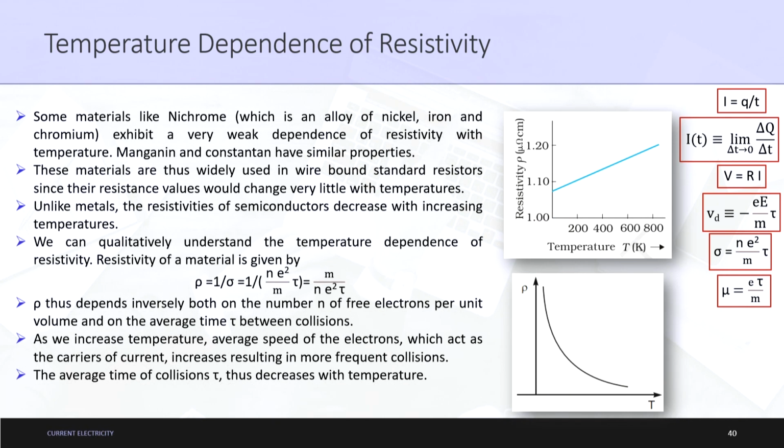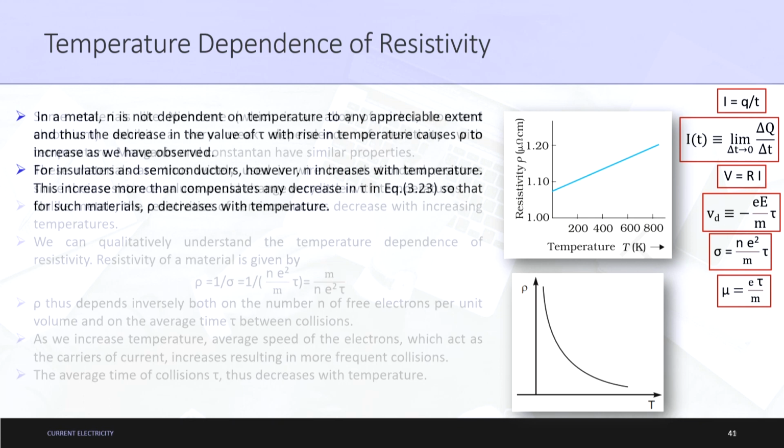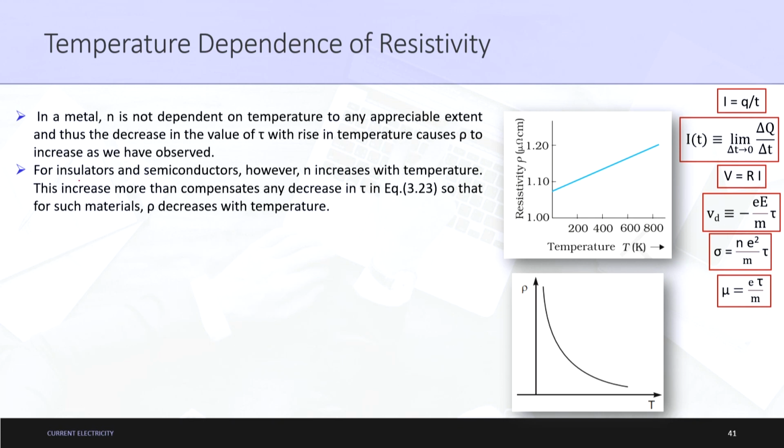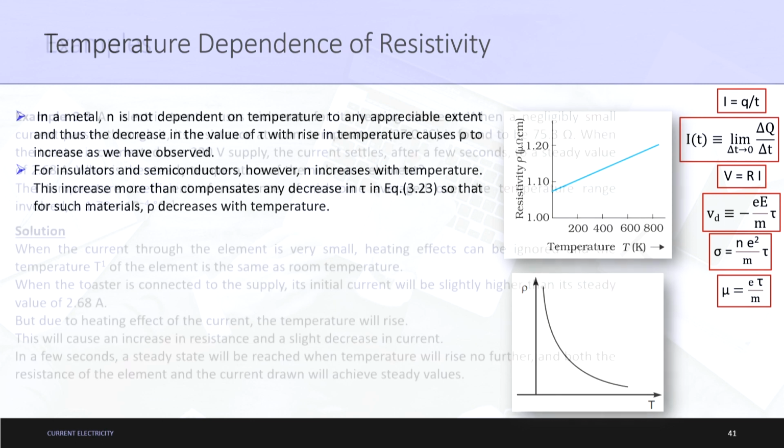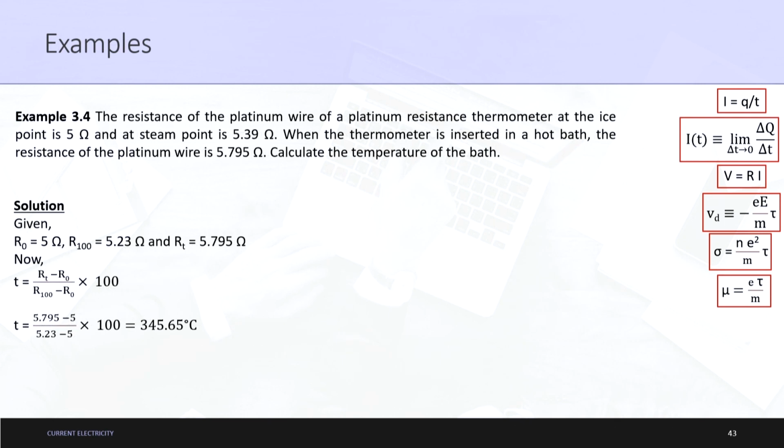Then we also understood that for insulators and semiconductors, rho decreases with temperature, but for conductors rho increases with temperature. So this was one of the peculiar implications from this discussion that we need to understand: for insulators and semiconductors rho decreases, for conductors rho increases with temperature. Okay. So then these were the examples.